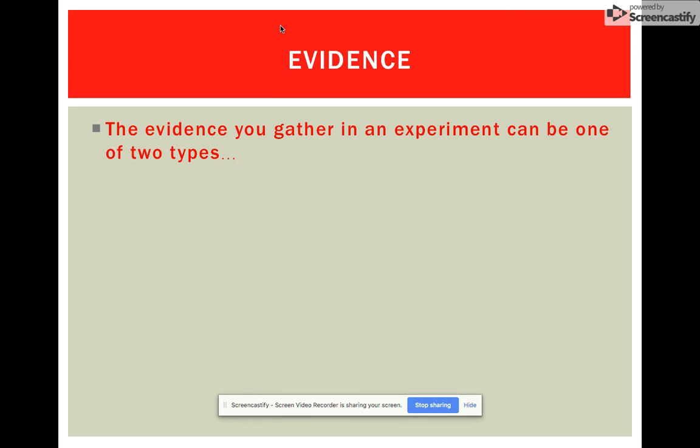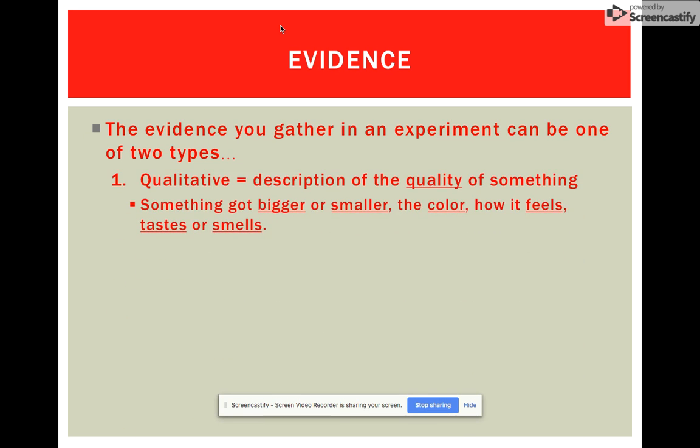So, like I said, there are two types of evidence that we can gather in an experiment or in science class or something like that. And the first is qualitative. So, I want to break down what that word qualitative means because it's a big word and it's going to help if we figure out what it means.